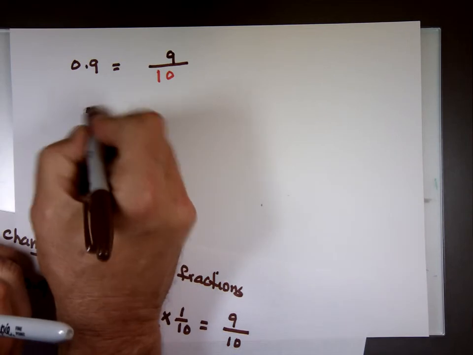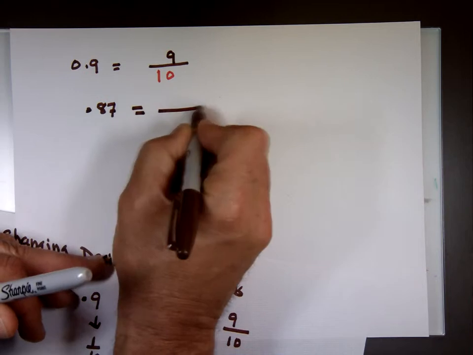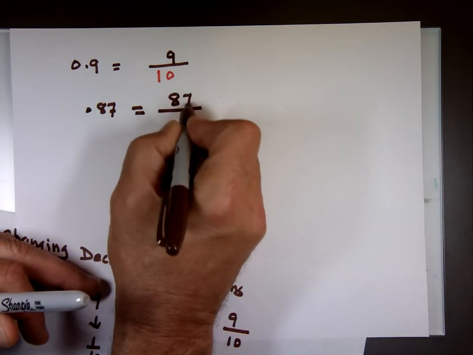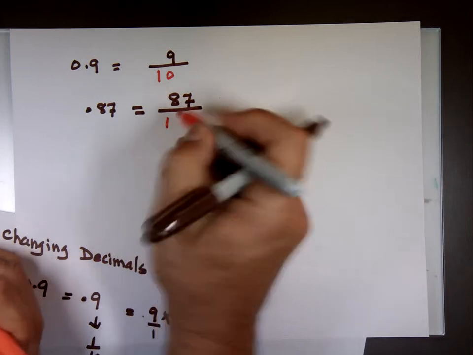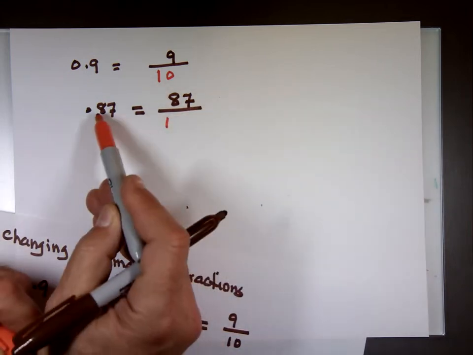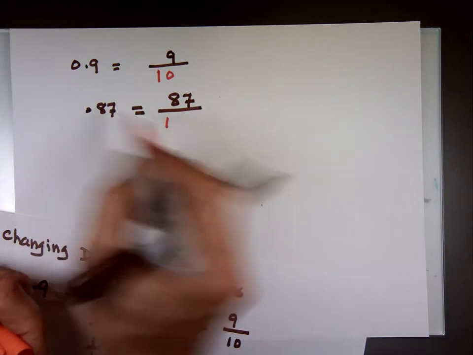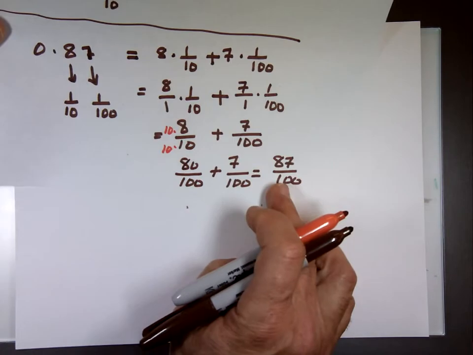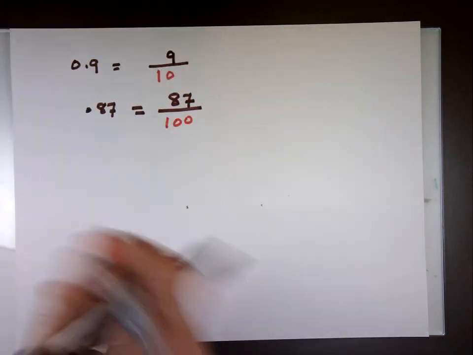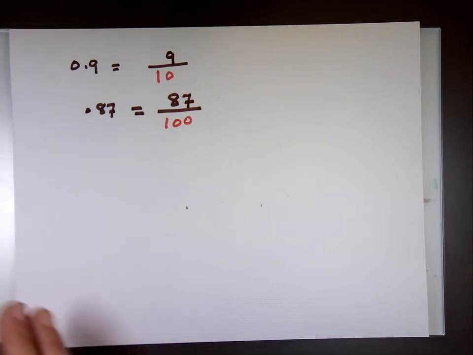Next one. 0.87. Write the number without the decimal point, 87, divided by 1 followed by how many zeros? Let's count how many digits we have here to the right. 2. How many digits to the right? 2. Is that the same answer? So instead of spending 6 hours doing it the other way, we can take 30 seconds and there is my answer.